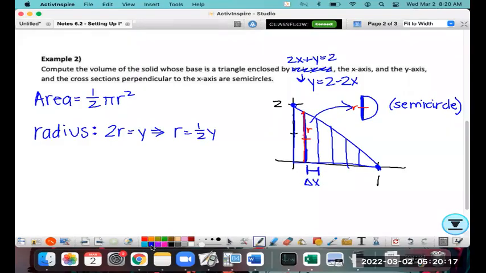And you can even test that out by looking at the very first base here of whatever cross section. Clearly that would end up being the radius here. That lines up with whatever cross section I have there. So 2 of the radiuses would give me that output of 2, which is a y value.